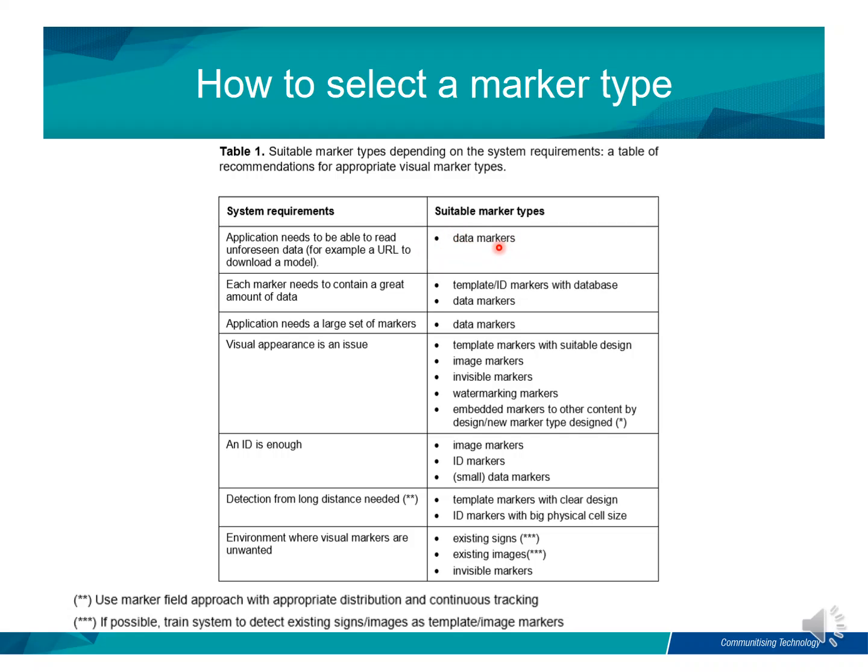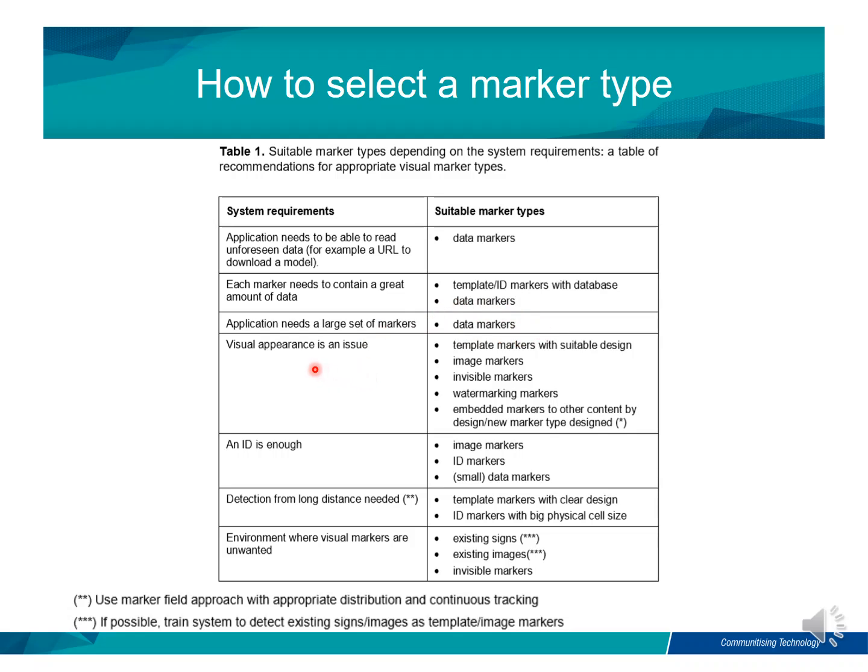If the system requires each marker to contain a great amount of data, if we have a very rich amount of data, it is suggested to use template or ID markers with a database, or data markers. And if the application needs a large set of markers, more than one marker or many markers, it is suggested to use data markers.